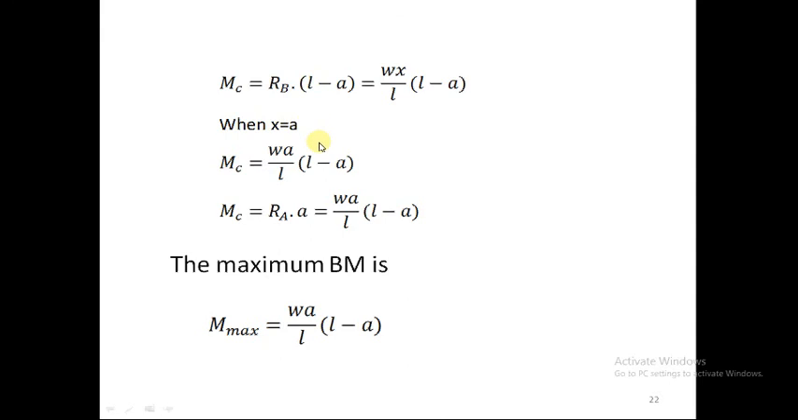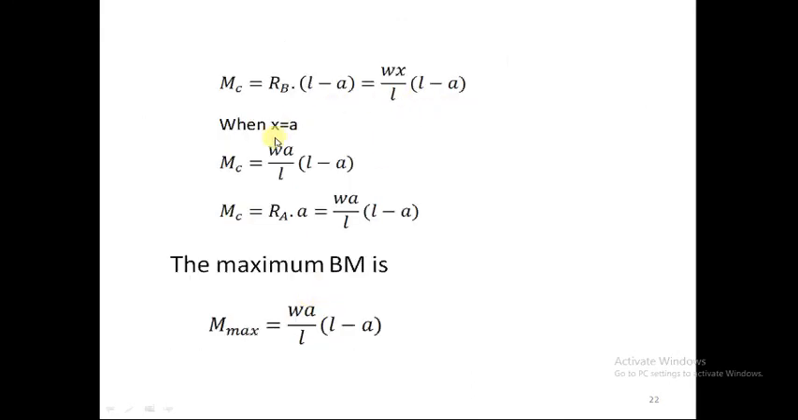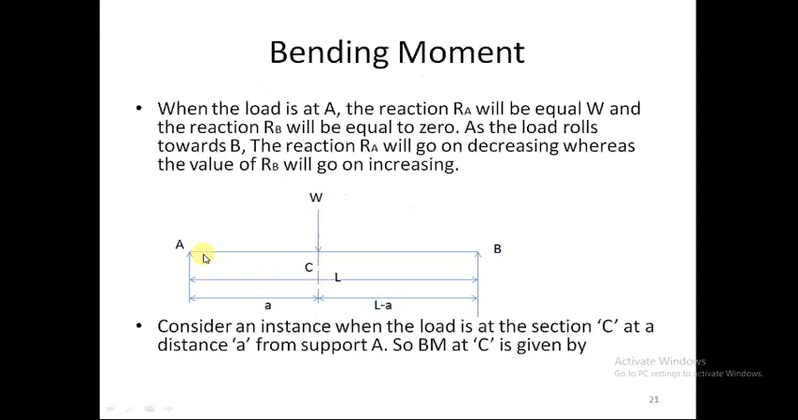Now when x is equal to a, it means I have placed the load at this position. In the place of x I am writing a, so my expression for moment becomes Wa by L into L minus a. Similarly, I can take the expression for moment at C from the support A also. You can see here RA into a will also be equal to the moment at C.